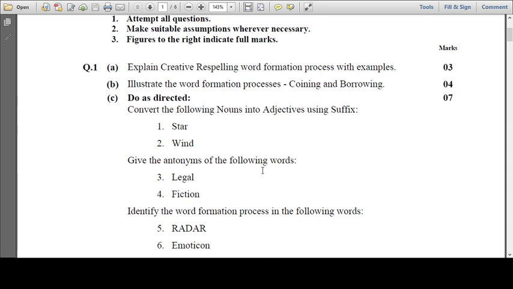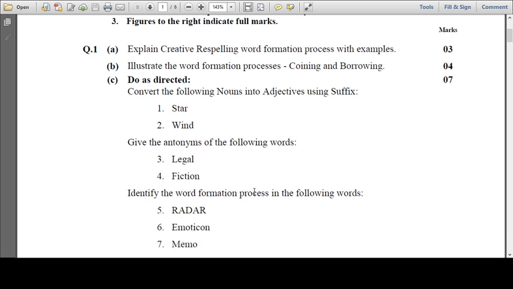One point is very clear: it is all about your language and the way of presentation. The marking scheme depends on the paper checker as well as the writing and presentation skill of a student. So our first question is: explain creative respelling word formation process with examples. It carries 3 marks.